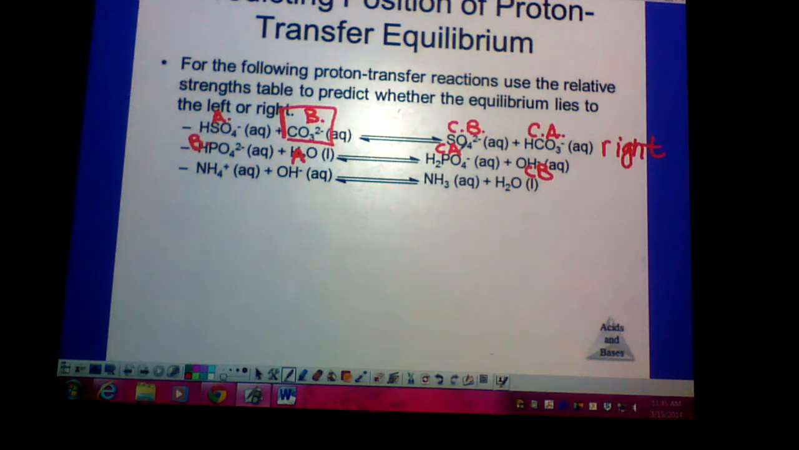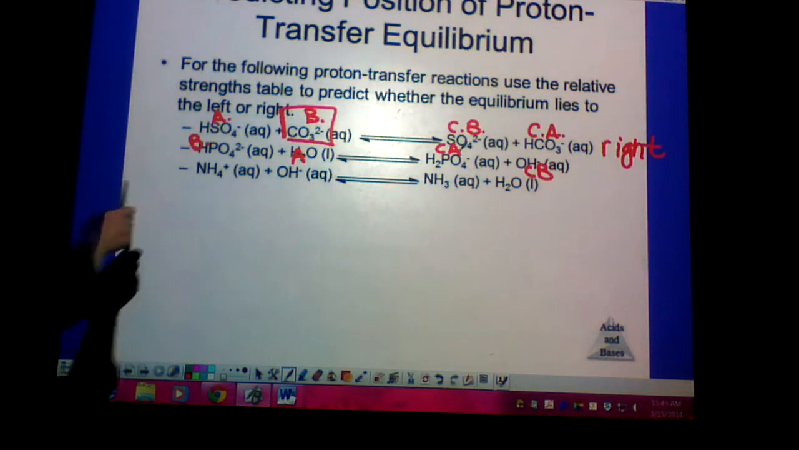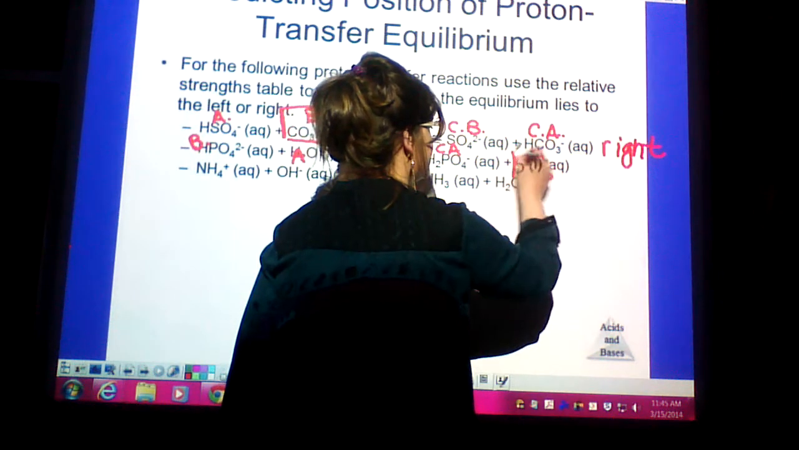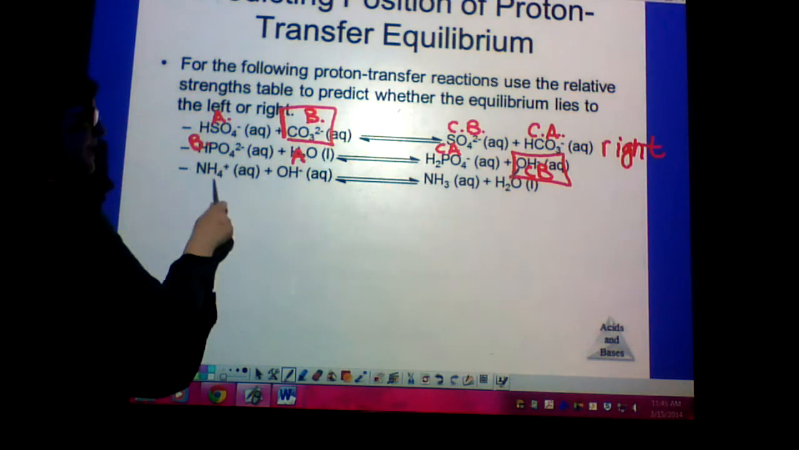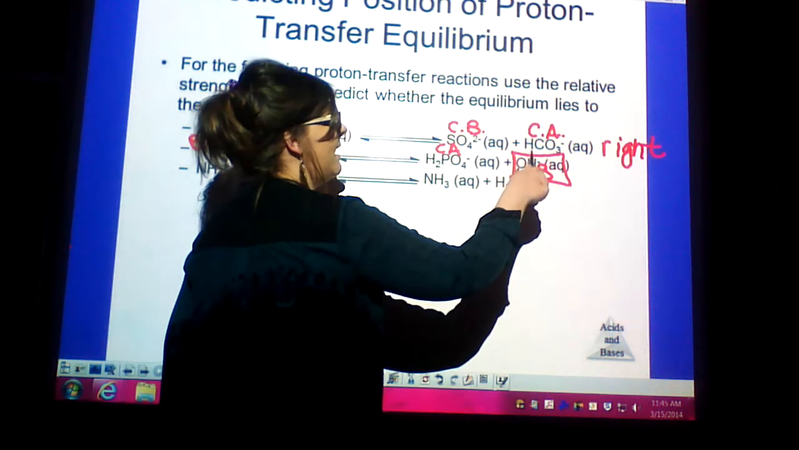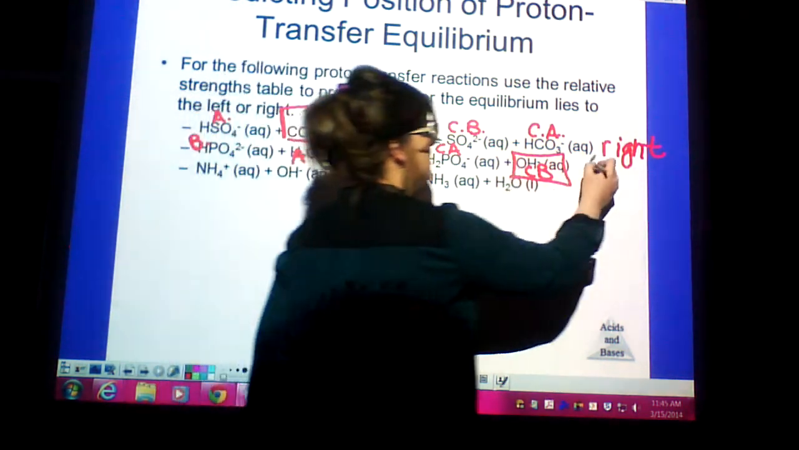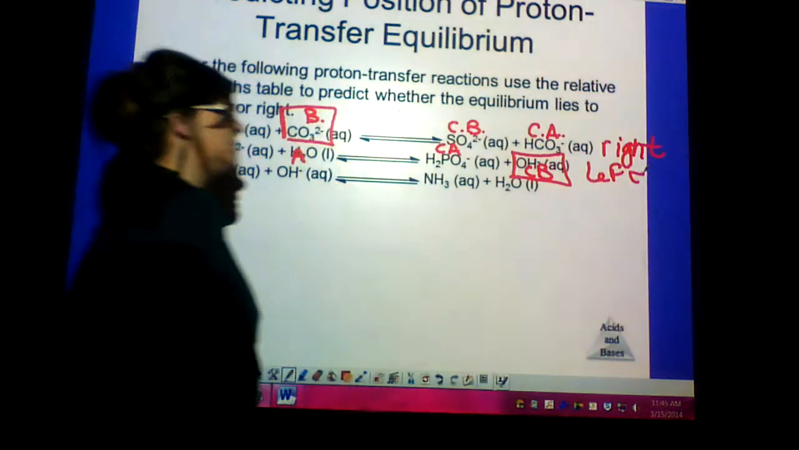So in this case, I'm going to compare my bases. I have HPO4 2- and I have OH-. So if I'm comparing HPO4 2- and OH-, OH- is the stronger base between the two. Because OH- is the stronger base, equilibrium is going to have to lie towards the left, because that means I need to make more of this so I can make that strong base. That's the goal. So this reaction, equilibrium lies to the left.